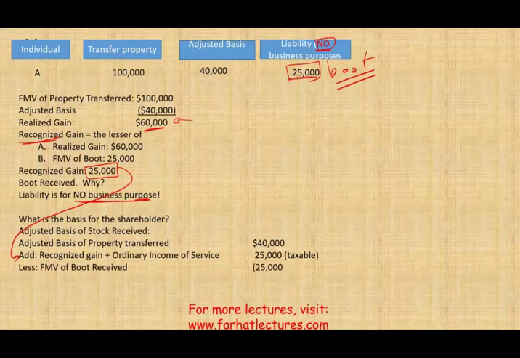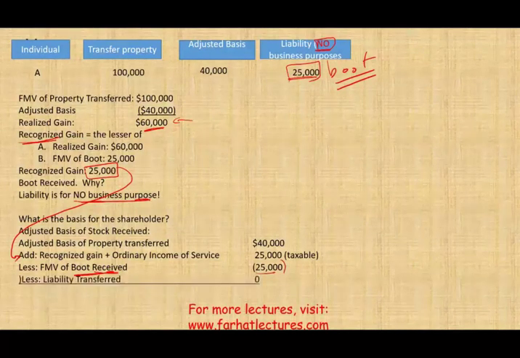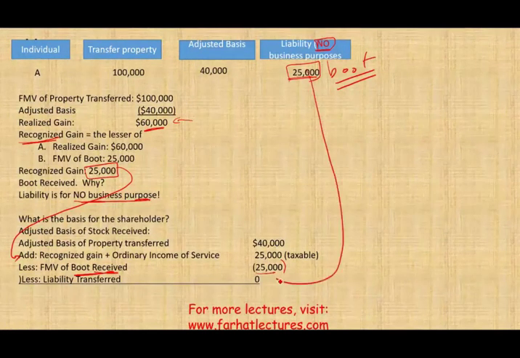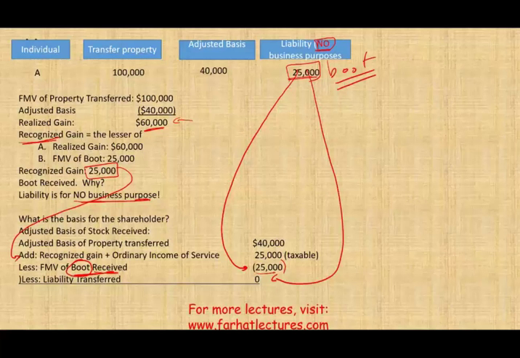Less fair market value of boot received. Guess what? We did receive a boot of $25,000. What is the boot of $25,000? They relieved our liability. Less liability transferred. There is no liability transferred here. This $25,000 is a boot. Why is it a boot? Because it has no business purpose. Therefore, our basis is $40,000.